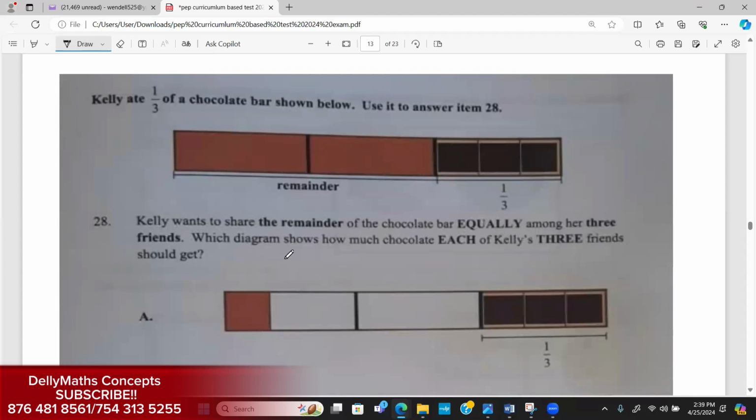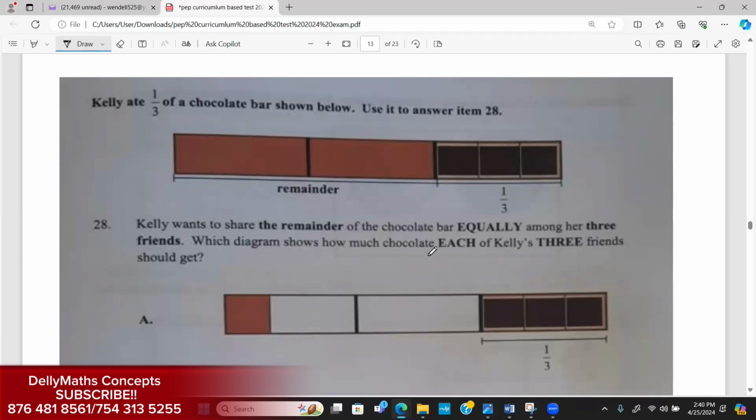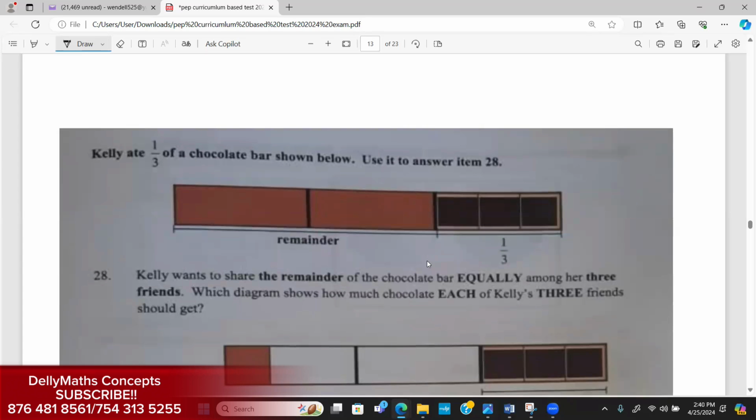28 says Kelly wants to share the remainder of the chocolate bar equally among her 3 friends. Oh, all right. So you could see that Kelly ate 1/3 of the chocolate. So you could see what Kelly ate, and we could see the remainder. All right, no problem. This is good.